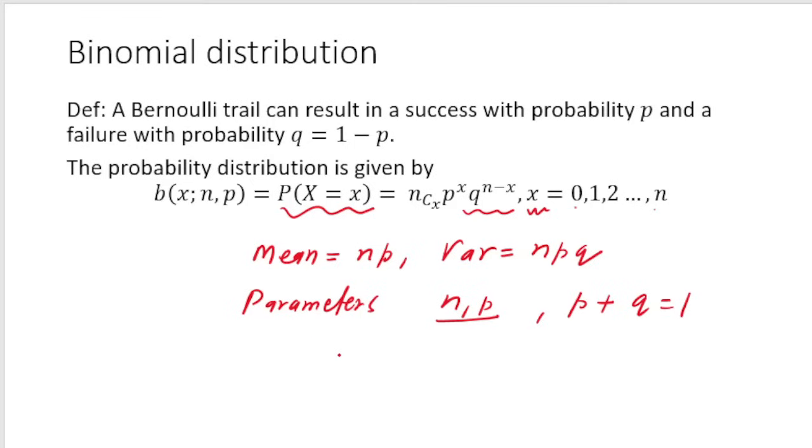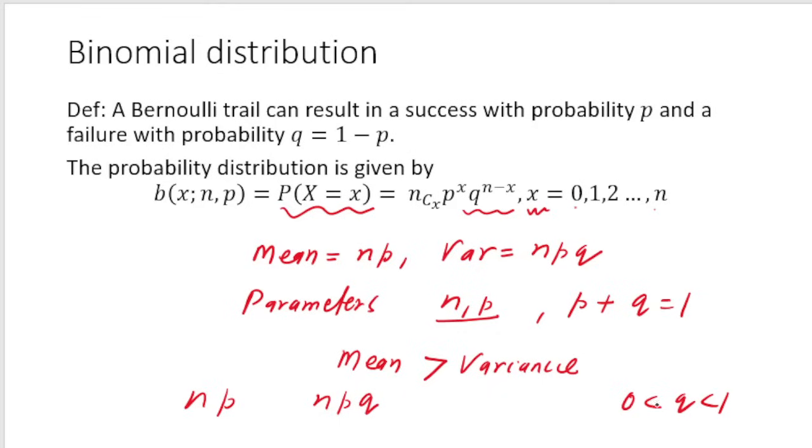Point number 7: there is a relation between mean and variance. What is the relation? The mean is greater than the variance. Why? Because the mean is np, and the variance is np multiplied by q. q is a quantity less than 1 and greater than 0, meaning q lies between 0 and 1. If you multiply something by a number less than 1, it becomes smaller. So the mean is greater than the variance.